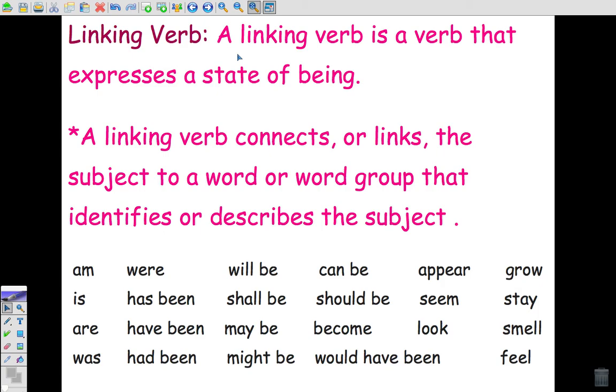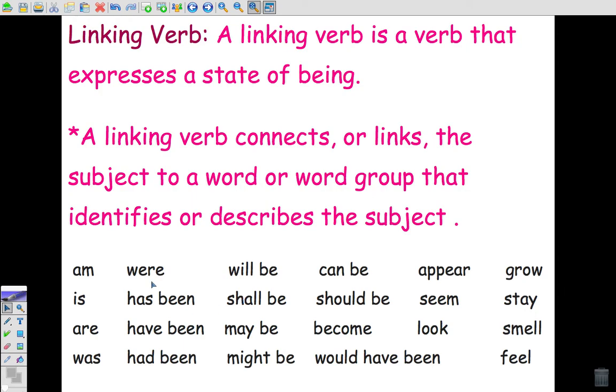When we have a linking verb, the subject is not actually doing anything. The subject is not actually performing an action. The subject is just there. But we know something about the subject from the linking verb. So this is key information here too. A linking verb connects or links the subject to a word or word group that identifies or describes the subject. So these words are key right here. The linking verb connects the subject to other words that identify, rename, or describe the subject. And we'll see this when we get to a couple examples in a minute.